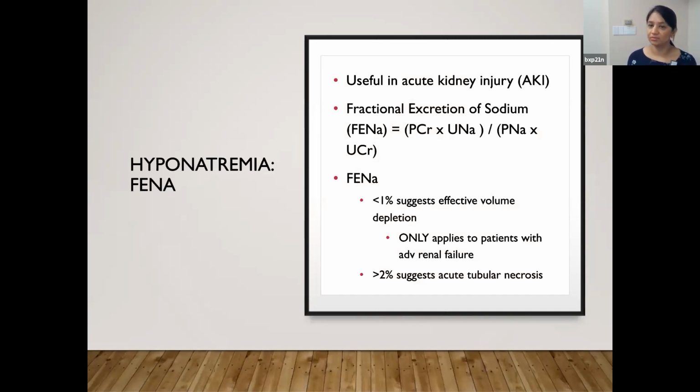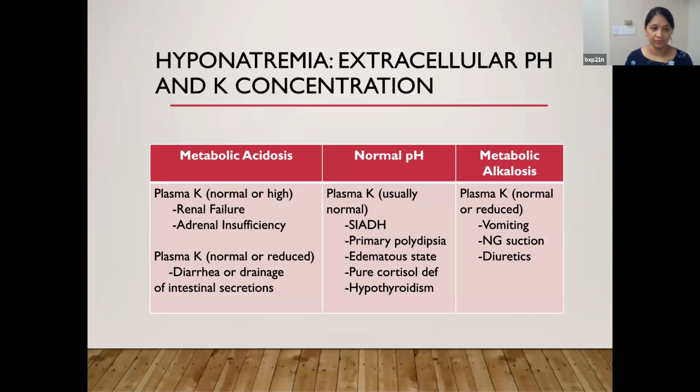Somebody walks in, they have AKI, you calculate the FeNa, and if they have less than 1%, probably they have a pre-renal cause for the AKI. And if they're more than 2%, then you can think of acute tubular necrosis. But this is just a simple measurement, which could be helpful, or may not be really helpful there as well. And you can look into the other electrolytes. So metabolic acidosis could also be found with hyponatremia.